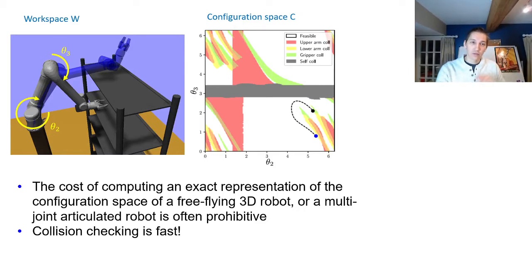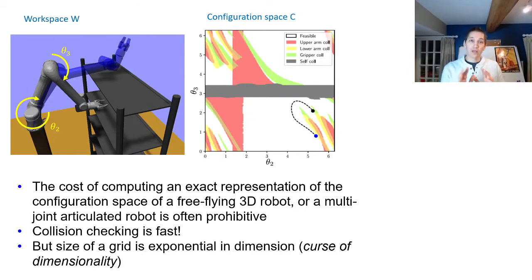Now, we could try to apply, for example, a grid to this two-dimensional problem, and that would actually work reasonably well. But if we're trying to work in higher dimensions, so for example, most industrial robot arms have 6 degrees of freedom, the size of the grid is going to be exponential in that dimension, which is also known as the curse of dimensionality. So it'll take millions or billions of points to be able to construct such grids.